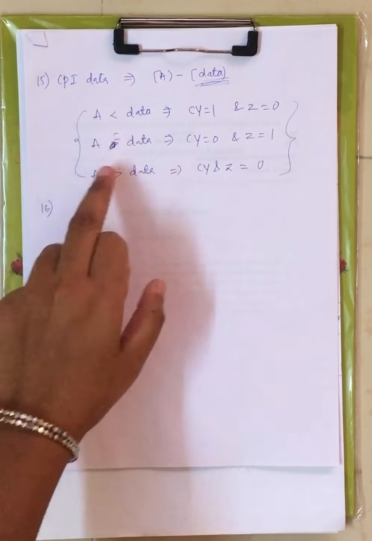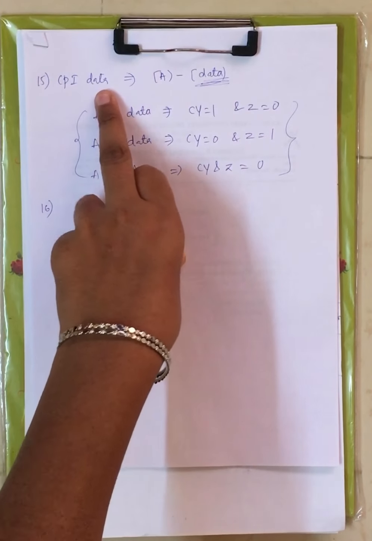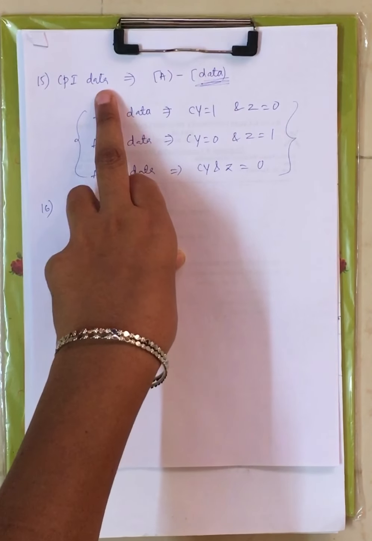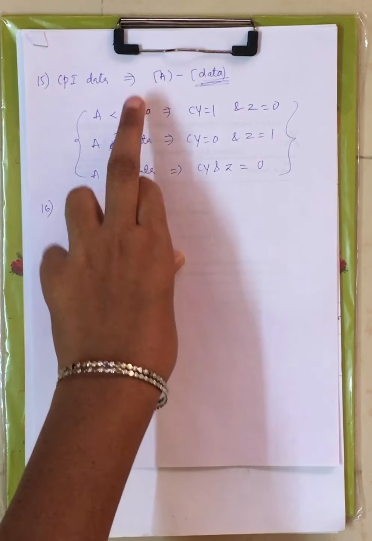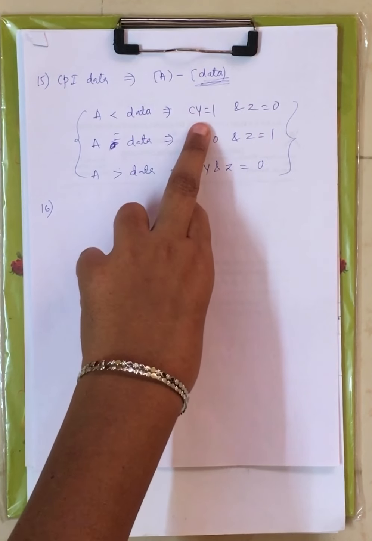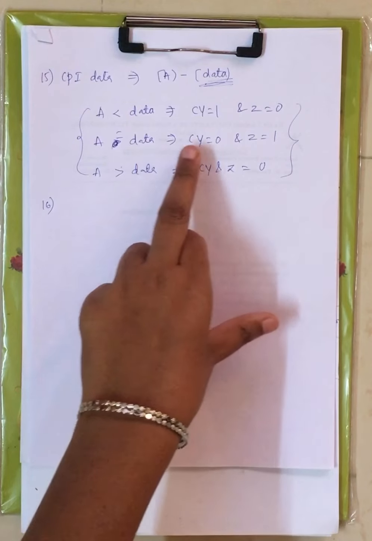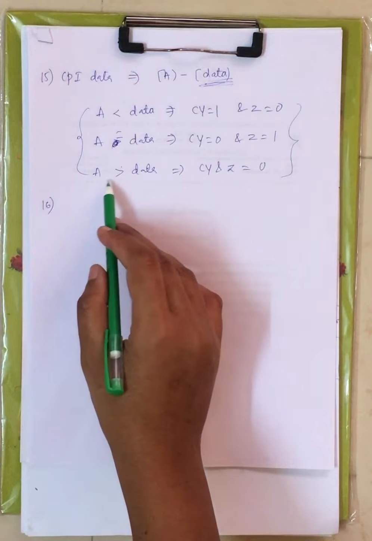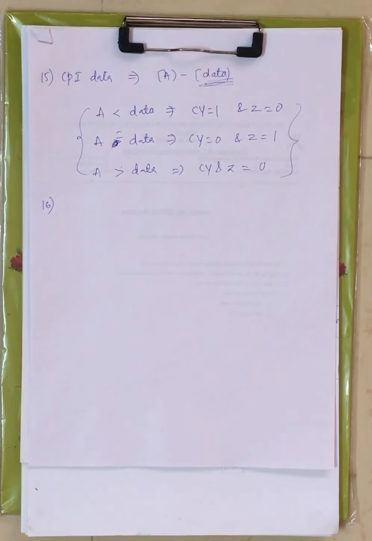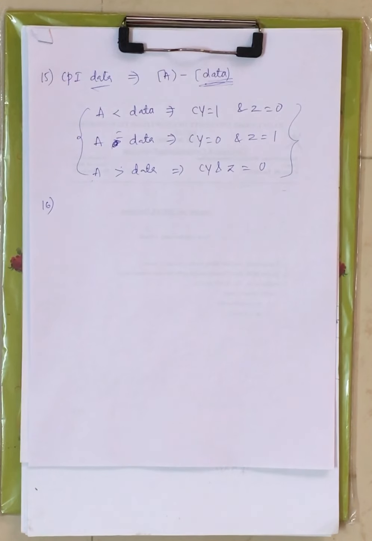Now CPI data: comparing the contents of the accumulator with the immediate data specified within the instruction. When the contents of the accumulator are less than the data specified within the instruction, the carry flag is set and the zero flag is reset. When both are equal, the carry flag is 0 and the zero flag is 1. When the contents of the accumulator are greater than the data specified within the instruction, both are reset, right? Now this is about the 15 logical group of instructions.